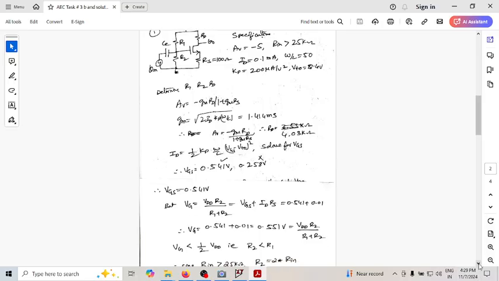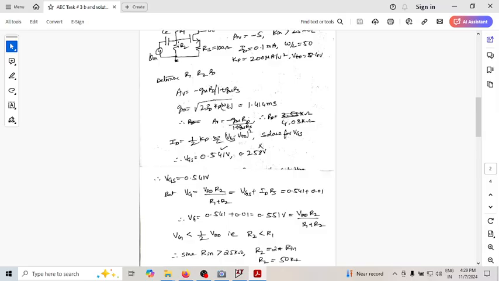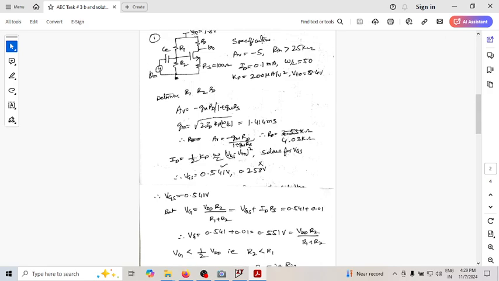Now let us see some conceptual things. The voltage VG that you have here is less than the VDD, which is 1.8. The voltage at the gate is due to the potential division, but it is less than half of VDD, that is, less than 0.9. Since it is less than 0.9, naturally the resistance R2 will be less than R1. So R2 is less than R1 because VG, which is 0.551, is certainly less than 0.9, where 0.9 is VDD by 2. So now we know that R2 is less than R1.